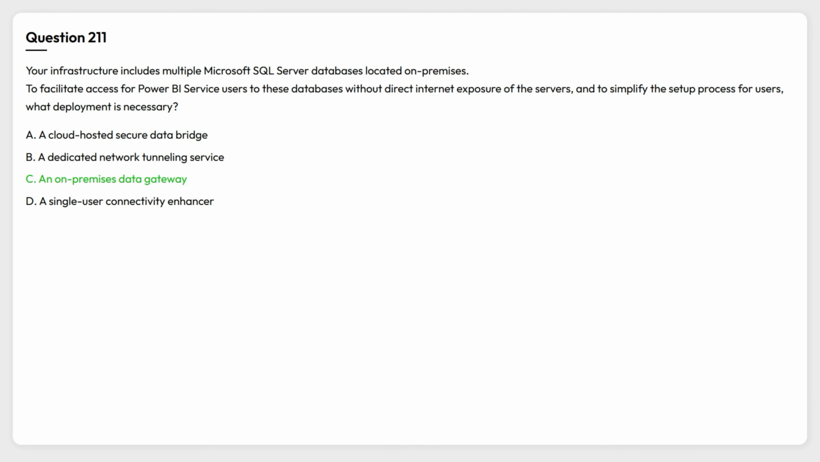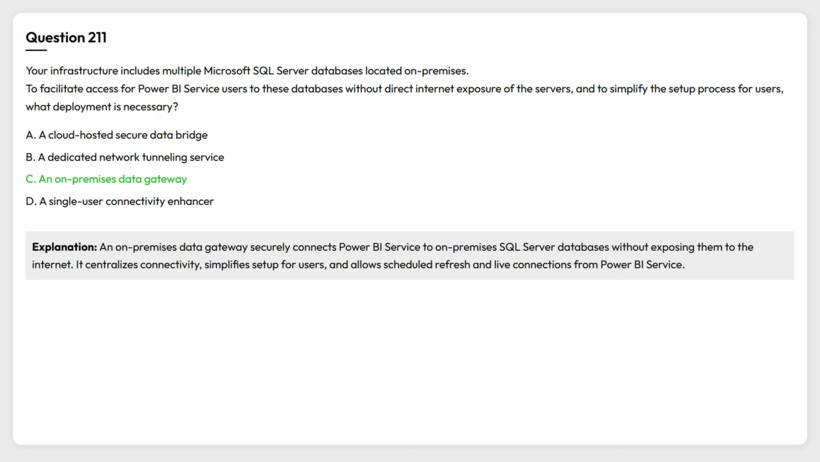The correct answer is option C, an on-premises data gateway. An on-premises data gateway securely connects Power BI service to on-premises SQL Server databases without exposing them to the internet. It centralizes connectivity, simplifies setup for users, and allows scheduled refresh and live connections from Power BI service.